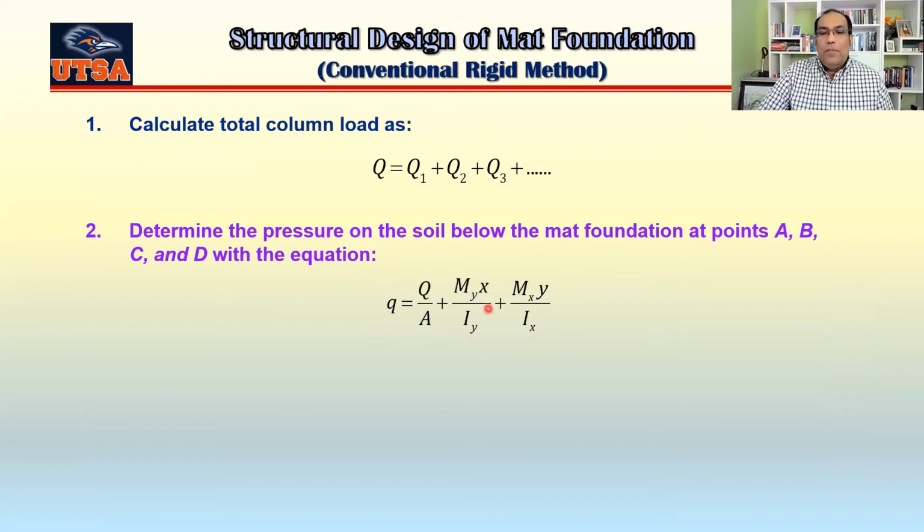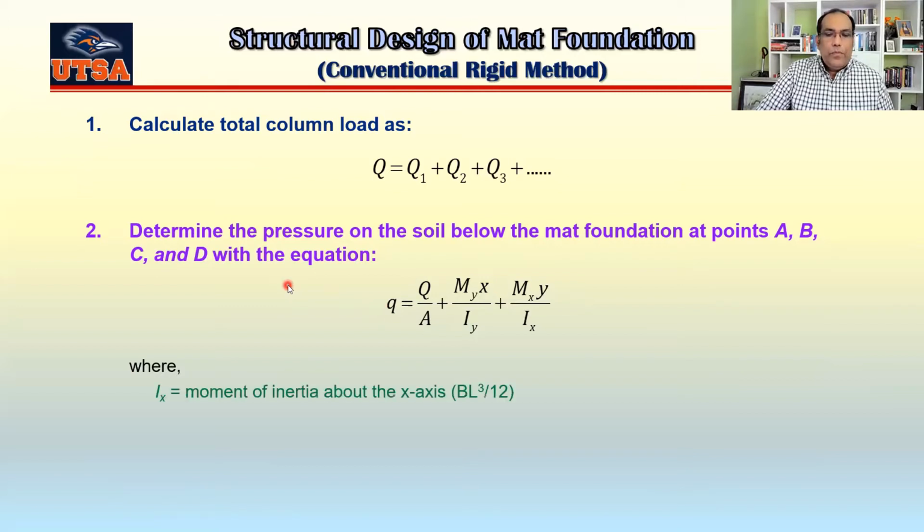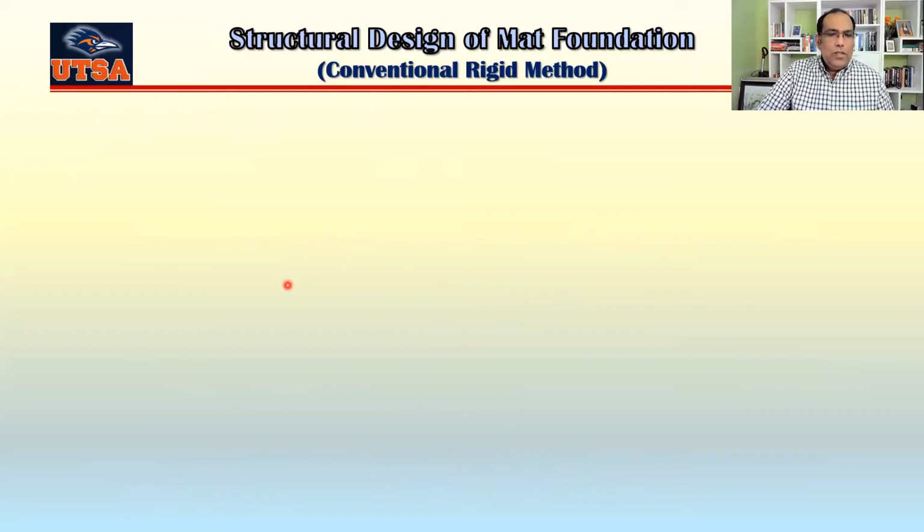Now we have moment in two different directions. So I'm using two different notations: M_y means the moment along the y-axis, and this is your moment along the x-axis, okay? X is the distance from the center to that point, y is the distance from the center to that point, Q is the total load, and A is the area of the mat. So they are putting all those things here, which I already told you.